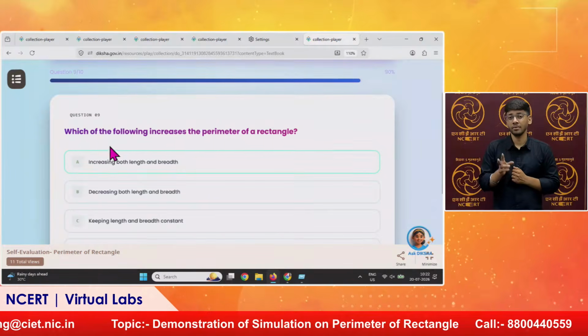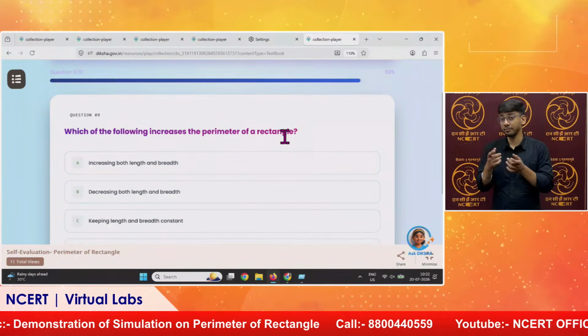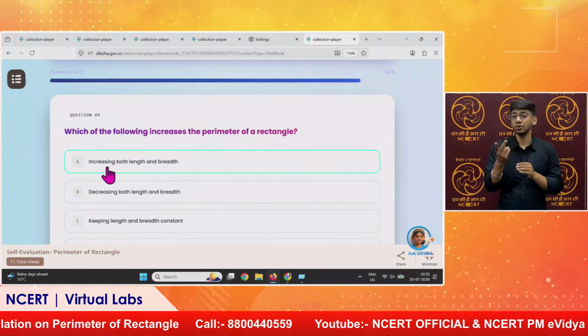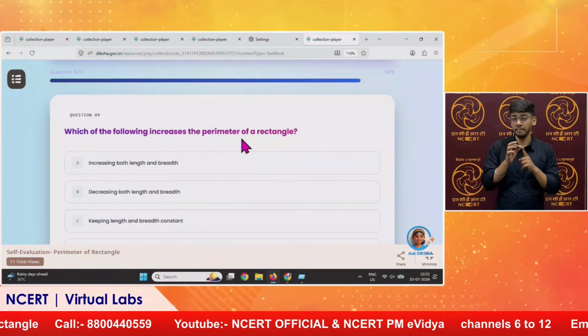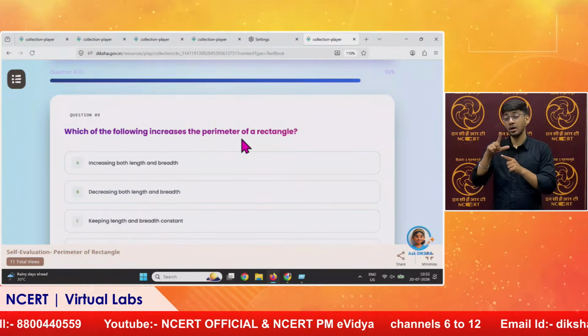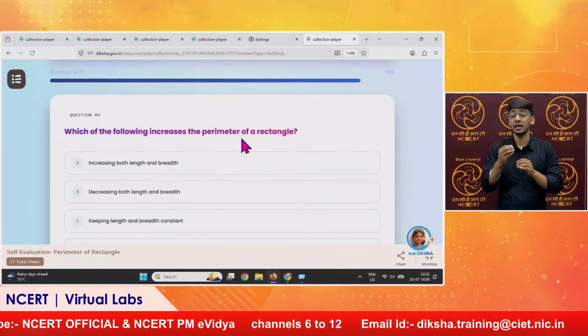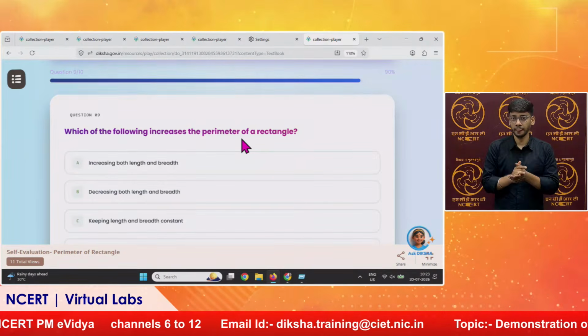Again, the next question says which of the following increases the perimeter of the rectangle. So increase both length and breadth. Okay, so what is perimeter? Perimeter is 2 into L plus B. So it is dependent on length and breadth. If length is increasing, the perimeter is also increasing. If the breadth is increasing, the perimeter is also increasing. So it depends on both.